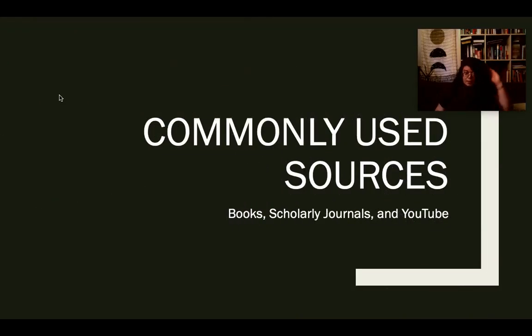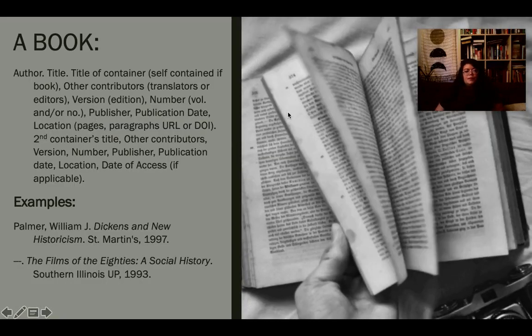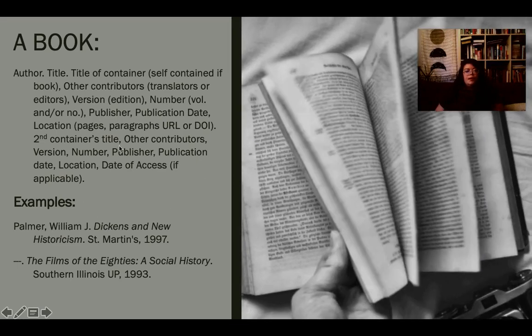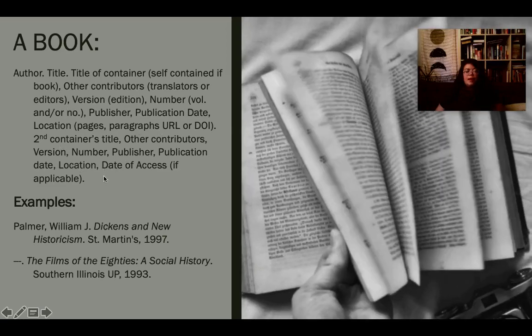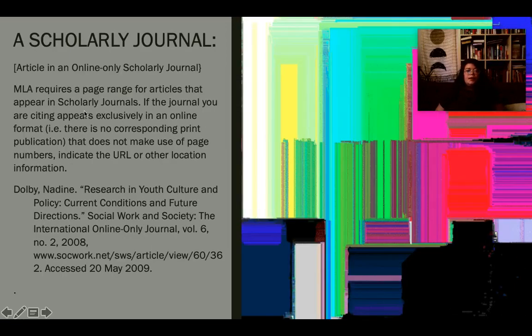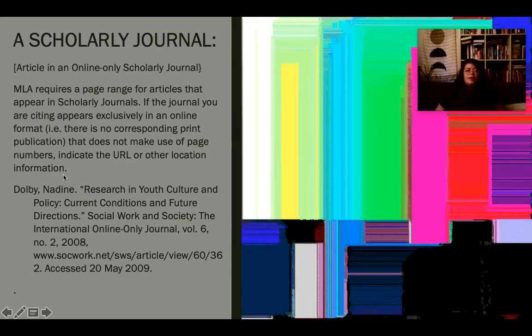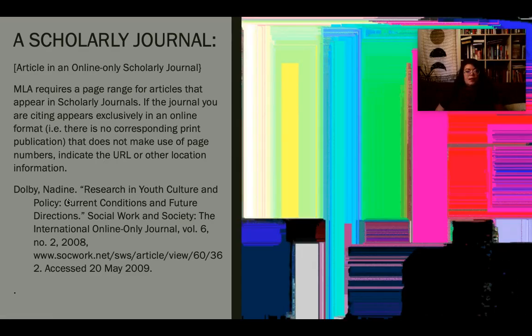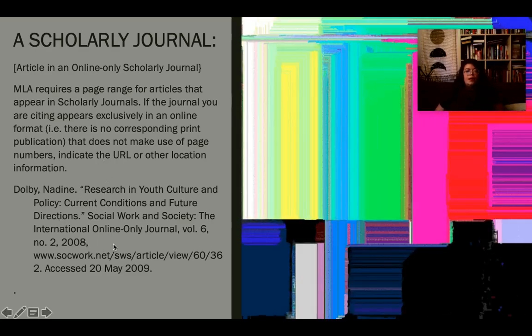All right, so now I've also included in this some commonly used sources: books, scholarly journals, and YouTube. And I included one more fun one. So this would be how we would cite a book, right? Again, they all follow the same pattern, but what I've done here is I've included examples of books. A scholarly journal, again, follows that same pattern. This is sort of instructions that are specific to scholarly journals that you'd find. And then here's an example of one that's been cited.